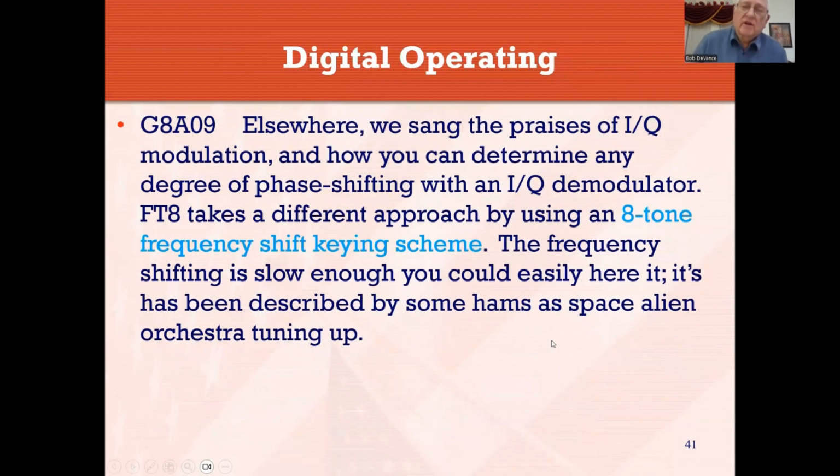We sing the praises of the I/Q modulation, the in-phase/quadrature modulation, and how we can determine the degree of phase shifting on an IQ demodulator. FT8 takes a different approach. They use an 8-tone frequency shift keying scheme. The frequency shifting is slow enough you can actually hear it. You get a little bit of a warble to it when it's being sent. It's been described by some hams as a space alien orchestra tuning up, as you hear all these different tones going back and forth for FT8.